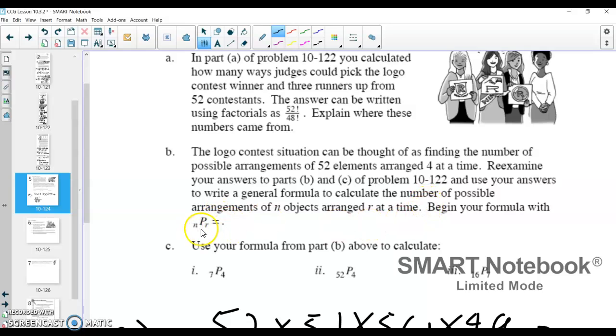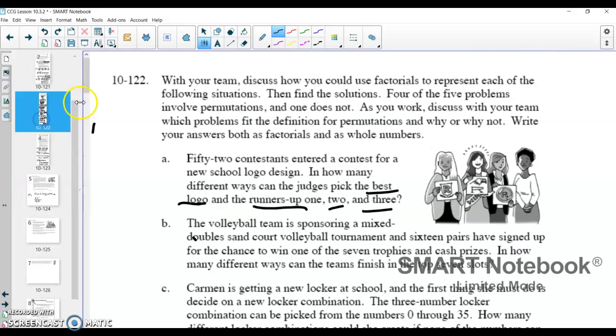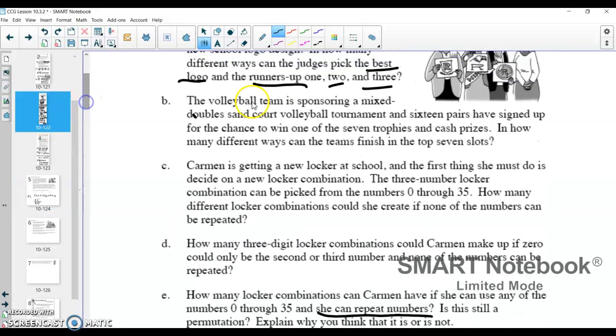If you look at this formula, it is nPr, n being your number of choices and r being your decisions. I'm just going to do one for time reasons. In part B, we had the volleyball teams. There were 16 teams, so you had 16 choices, and there were 7 decisions being made because you had 1 winner and then 6 other teams, since we wanted the top 7.